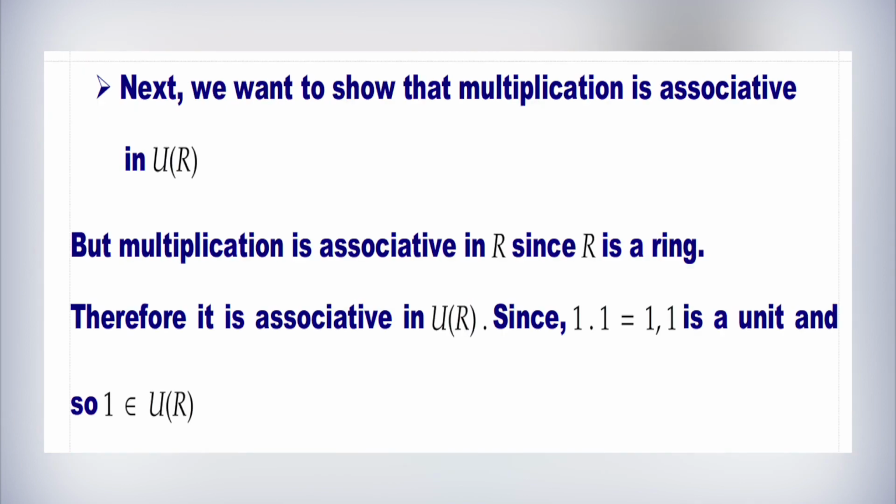We have proved that U(R) is closed under multiplication. Next, we want to show that multiplication is associative in U(R). But multiplication is associative in R since R is a ring. Therefore, it is associative in U(R). Since 1 · 1 = 1, 1 is a unit and so 1 belongs to U(R).